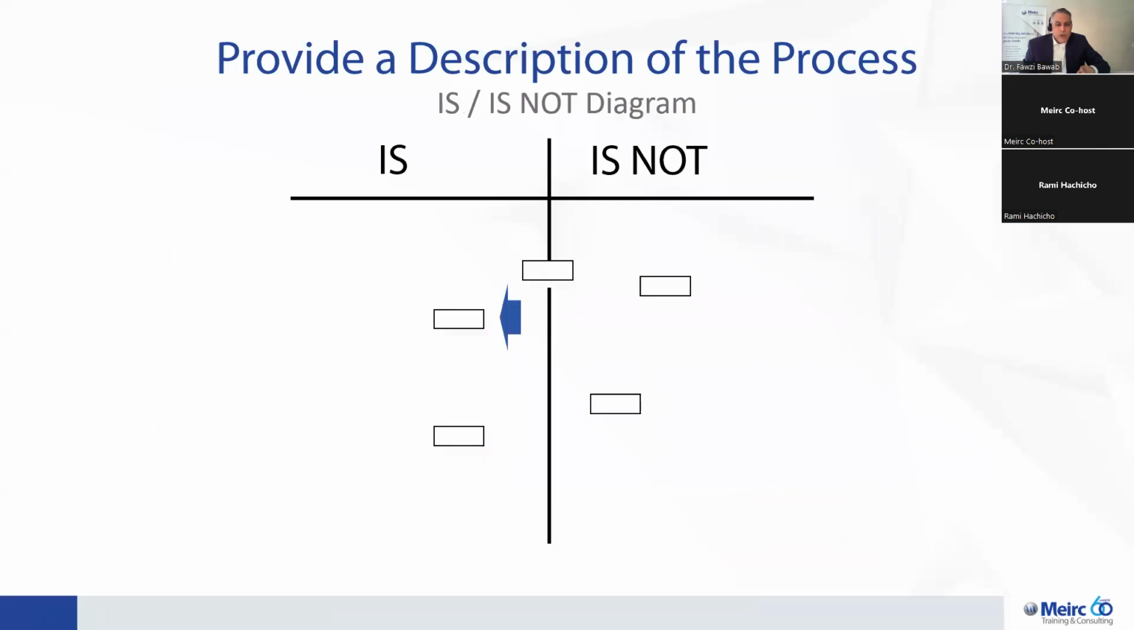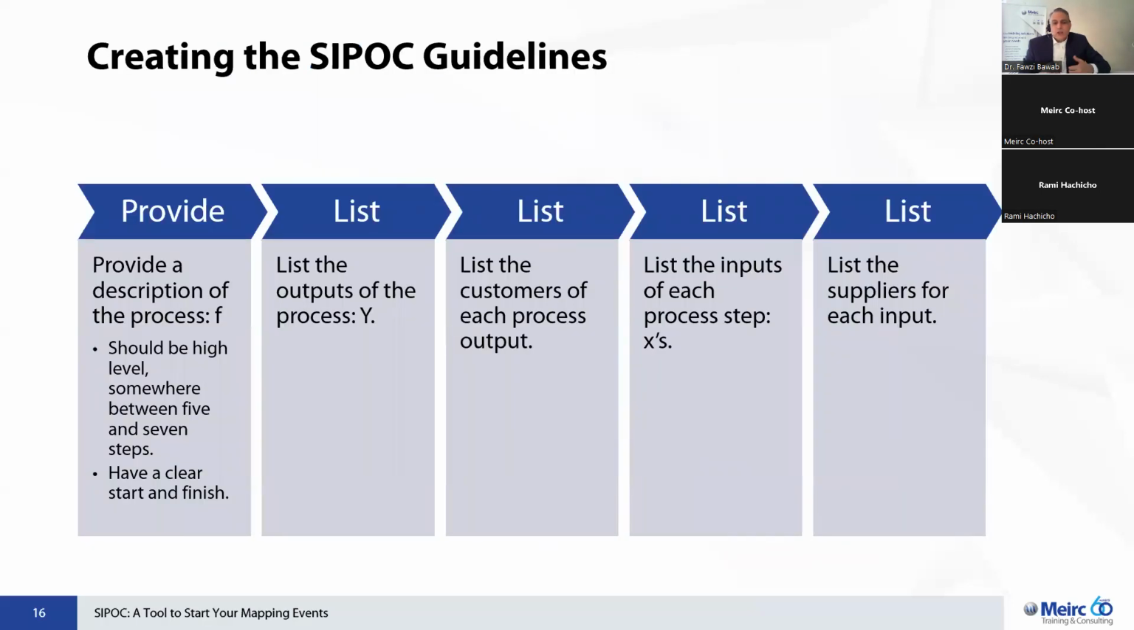So if I go back to my procedure here, provide a description of the process, and that is what we call the function. It should be high level, anywhere between 5 to 7 steps. So the steps, as we will see now in the next example, range between 5 to 7. You don't want to get into the details because that's for another tool, maybe the flow charting or the swim lane. We would like to start the SIPOC mapping backwards.